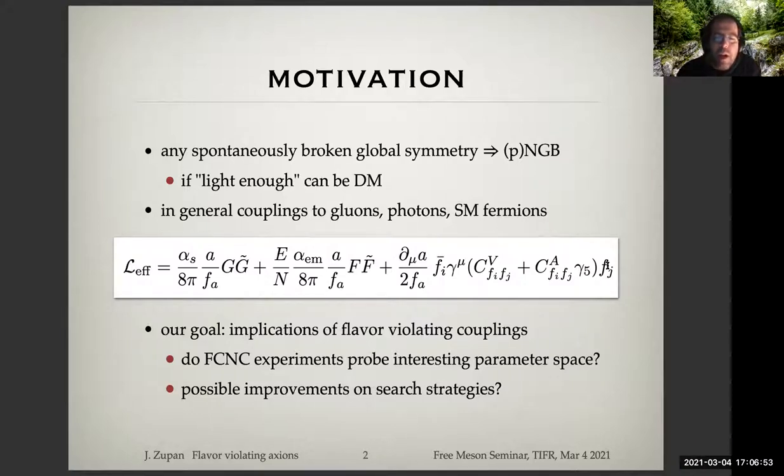And so the goal here will be to ask what the implications of flavor violating couplings are. The flavor diagonals are well explored, but let's ask whether there is something new that would come from the flavor violating couplings. So there are actually two questions you can ask. Do flavor changing experiments probe interesting parameter space? Are we really probing anything interesting? And how can you improve these search strategies?